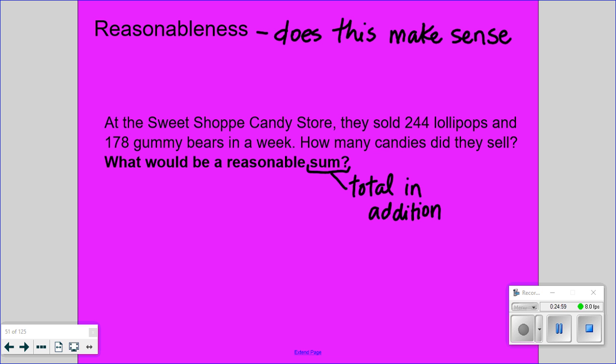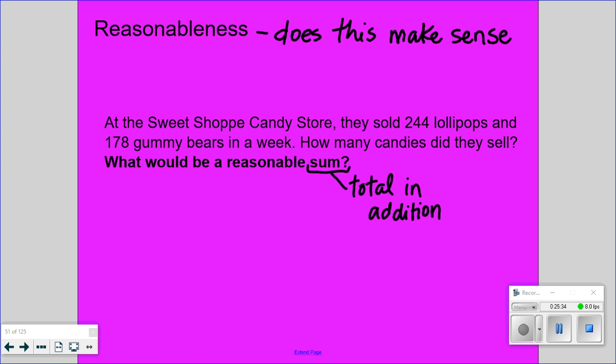Marley says 2. 2 would be a really bad answer. Cole? 100 would be a really bad answer, because I know they've already sold more than 100 in just lollipops. 1,000 would be a really bad answer. What would be a reasonable answer? 200. We're not yelling out. We're raising our hand like everybody else. What could be a close to reasonable answer?